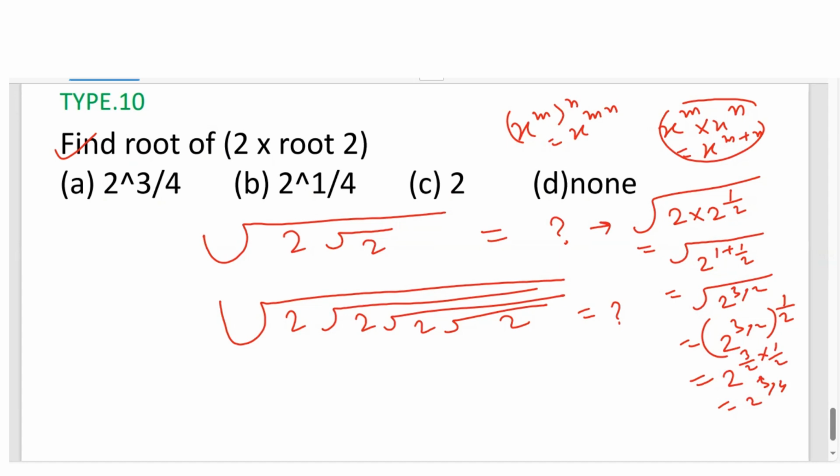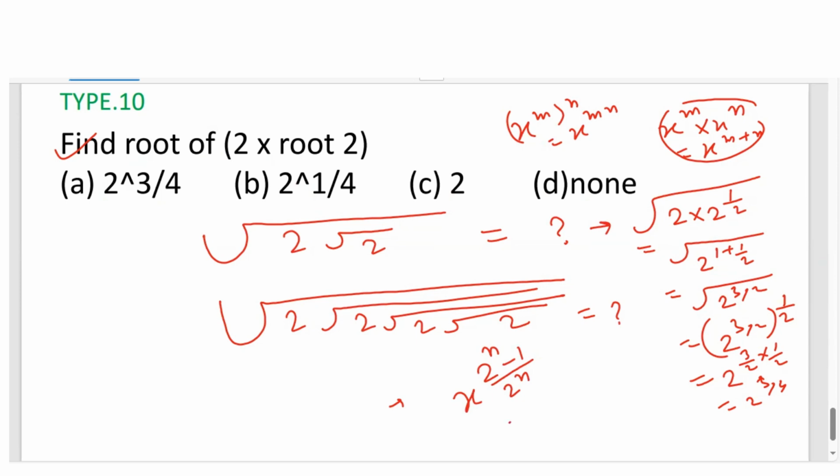So what is the simple technique for this question? Just remember this formula. Suppose any number x is given. Then the answer is x to the power (2 to the power n minus 1) divided by 2 to the power n. Here x is the given number, 2 is a constant, and n is the number of times the root appears. For this question, what is the number of roots? 2 roots are given.